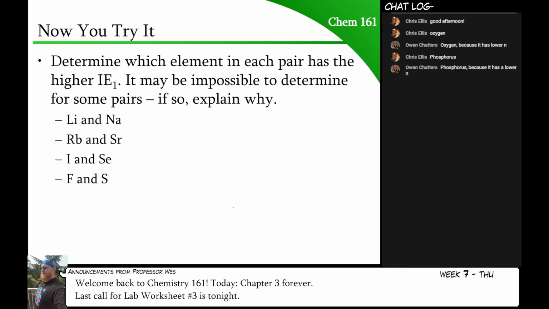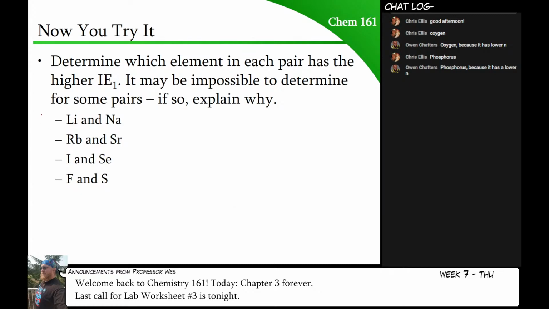So I have a bunch of these now, and I want you to do the same thing. I want you to tell me which has the higher first ionization energy. Now, I've given you one in here that is actually impossible for you to determine. And if you find which one that is, state that it is impossible to determine, and then tell me why you think that is. And if you would like, you can give your best guess, and we'll show why your best guess is probably right, but where the faults in it can occur and why we really just have to do the experiment. So go ahead and do these 4.